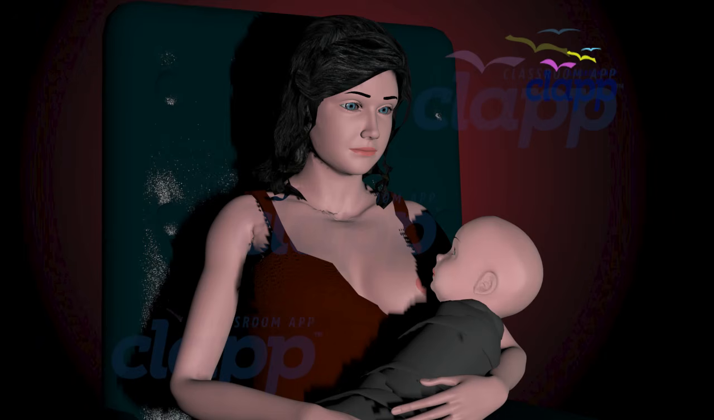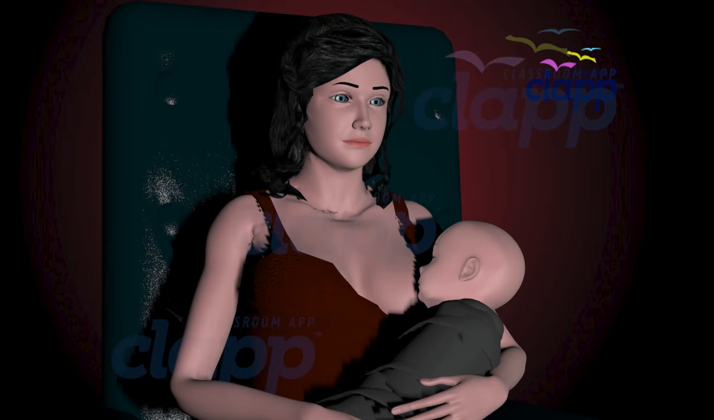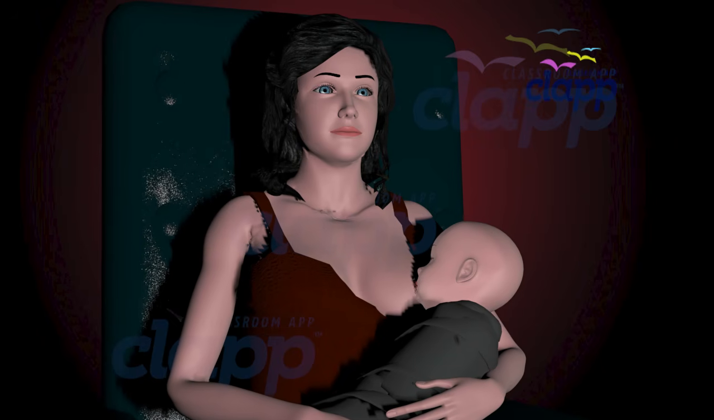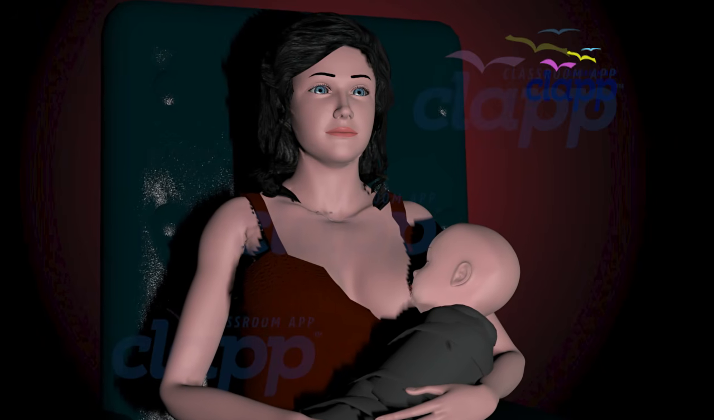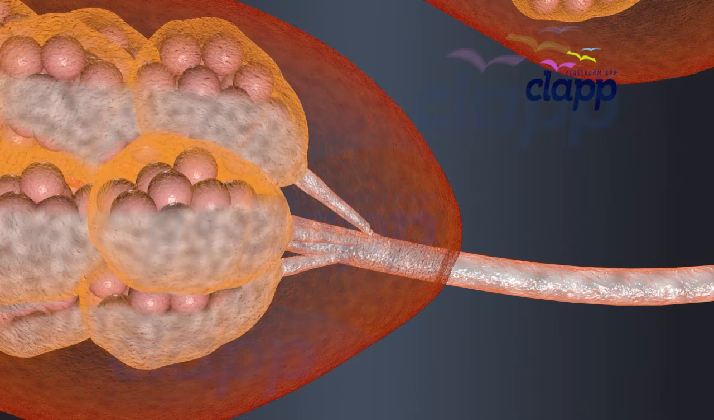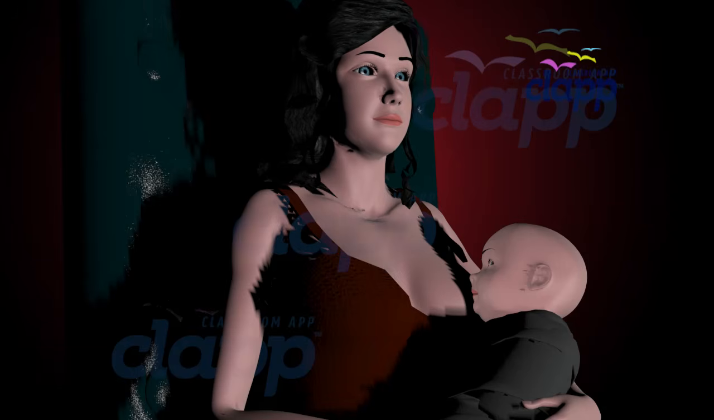Breast milk production operates on a supply and demand basis. The more frequently and effectively the baby nurses, the more milk is produced. When the baby empties the breast during feeding, it signals to the body to produce more milk to meet the baby's needs.